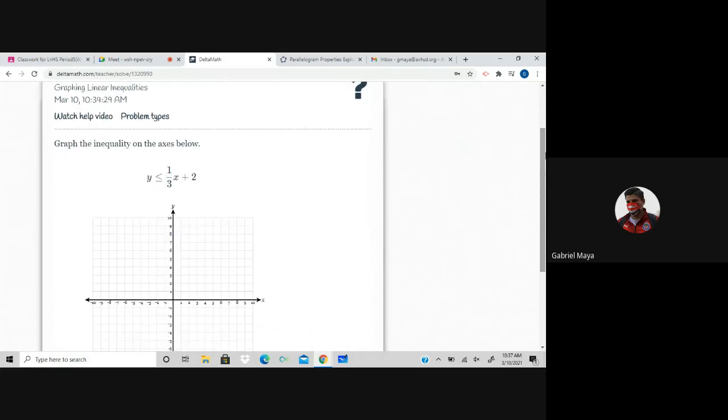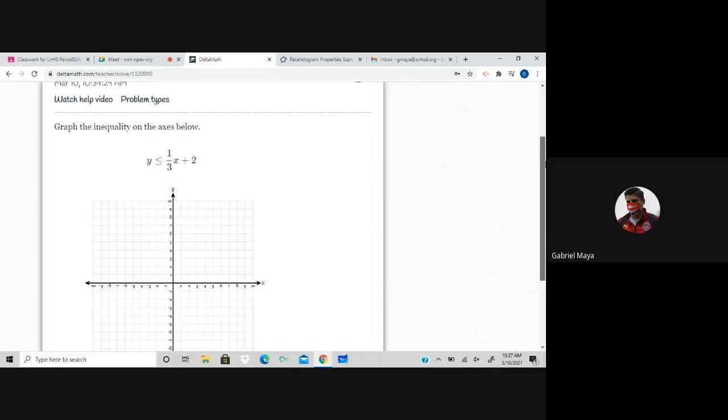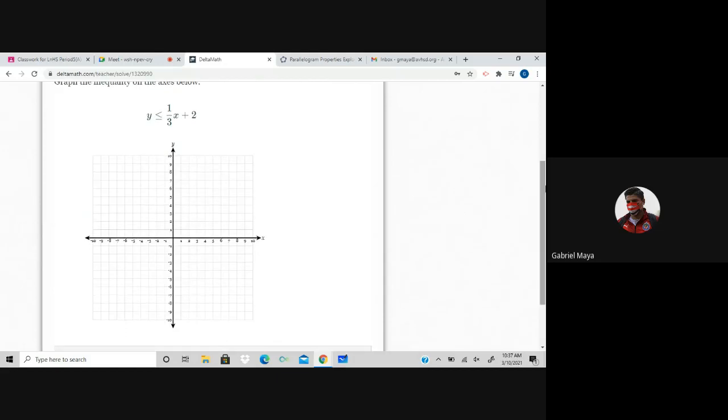Now let's remember, today we're going to do graphing the inequality on the axis below. I'm going to model this one for you, and you're going to do the others for more practice. Let's remember, what is the first thing we do when we have an inequality, kind of like when we have a system of equations? We're going to graph it, first things first. What do we do? Anyone remember?